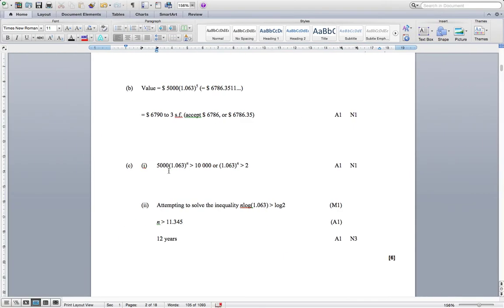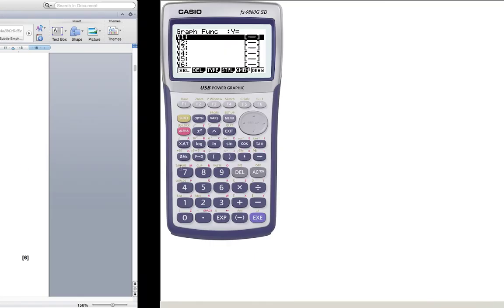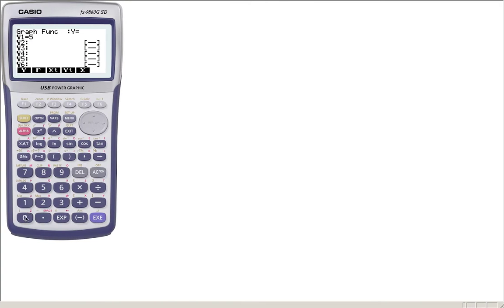So the first one is 5000 into 1.063 power n. So 5000 multiplied by 1.063 power x. Fine. The second one is 10,000. Okay. So execute. Let me draw.